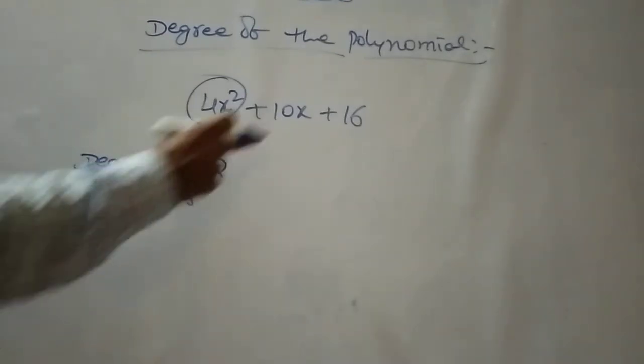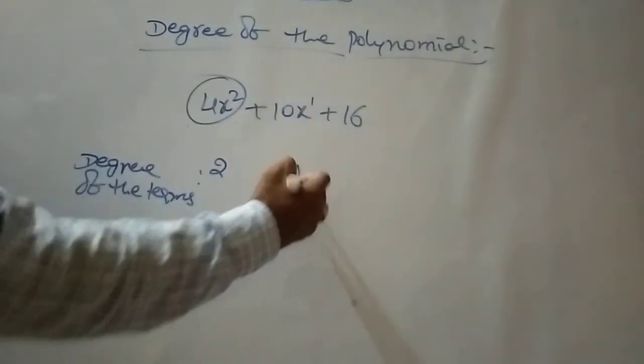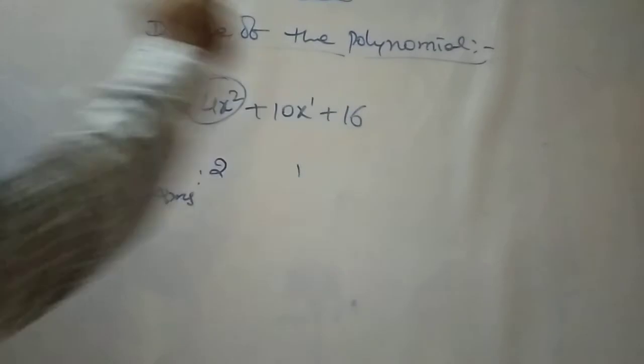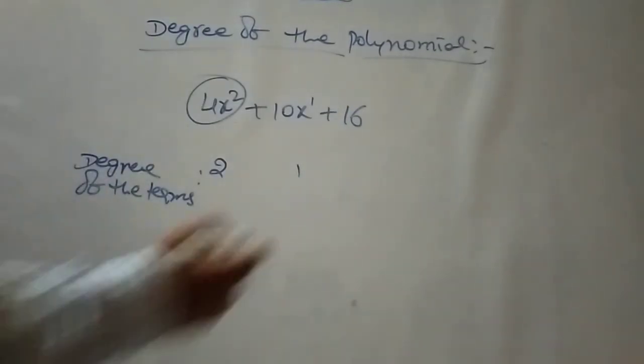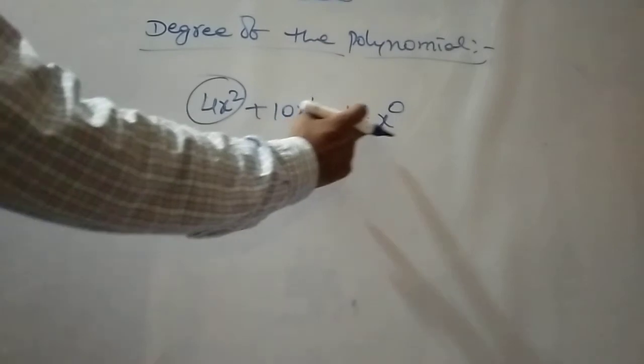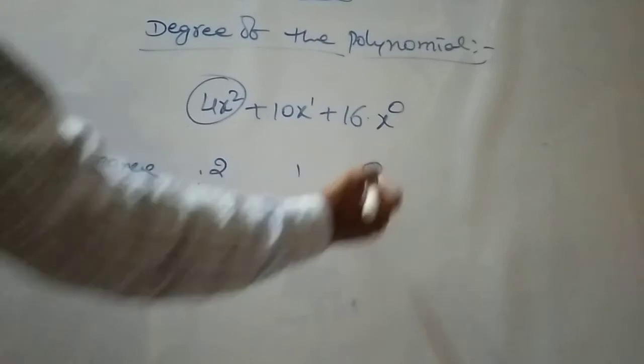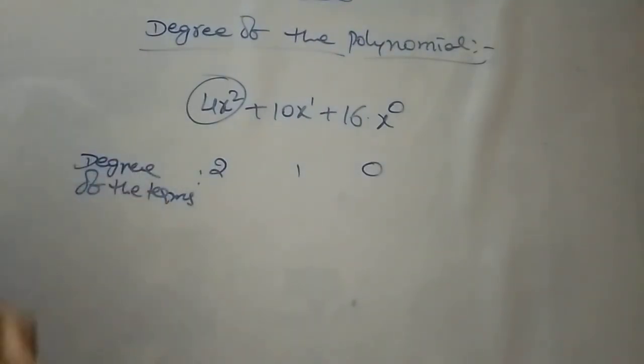Okay, first one is 2. What is the next one? X power 1. Variable powers. Here 1. The next, 16. Now 16 can be written as 16 into x power 0. In exponents we discussed a power 0 is 1. In the same way x power 0 is 1. We can write 16 into 1, and 1 can be written as x power 0. What is the degree of this? 0. Means the degree of the constant term is 0. This point is very important: the degree of the constant term.